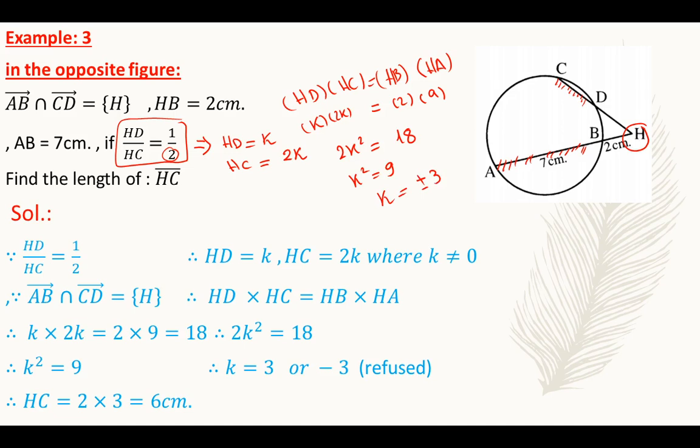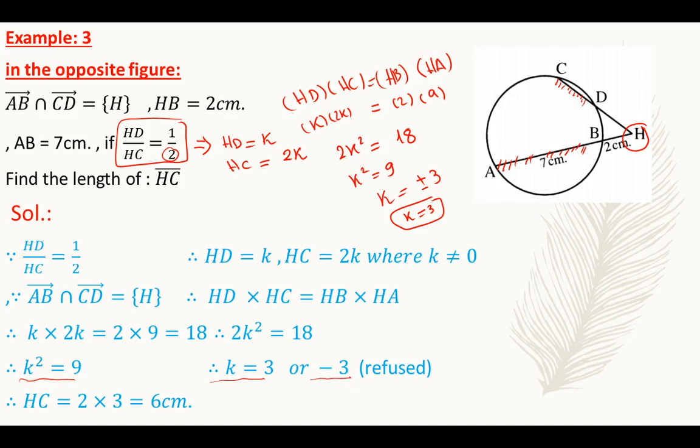Okay, but here K is the length of the chord. This is the length of the chord. So K will be equal to 3, and K equal to negative 3 will be refused. As you can see in the PowerPoint, K power of 2 equals 9. So K equals 3 or K equals negative 3, which is refused.